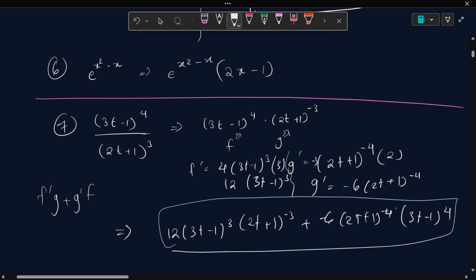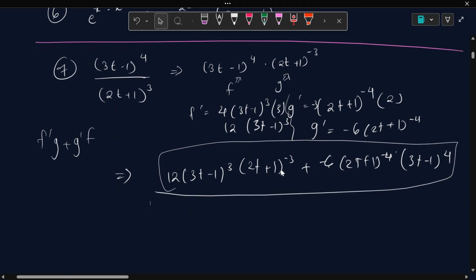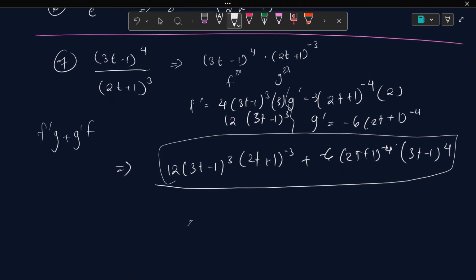But if you want to write it in simplified form, let me just show you. You can go ahead and simplify it. If you do that, this should end up giving you 6(3t - 1)^3, and then (2t + 1)^(-4), and then (t + 3).